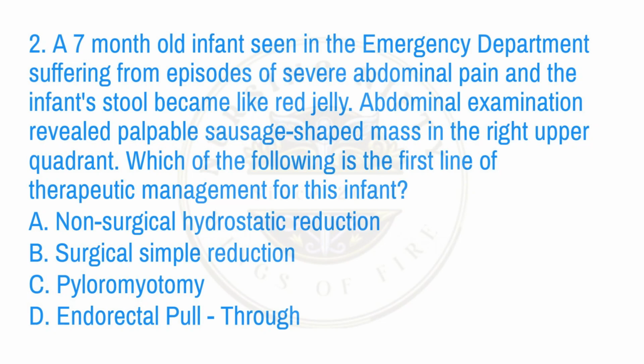Question number 2. A 7-month-old infant seen in the emergency department is suffering from episodes of severe abdominal pain, and the infant's stool becomes like red jelly. Abdominal examination revealed a palpable sausage-shaped mass in the right upper quadrant. Which of the following is the first line of therapeutic management of this infant? Options: Option A, non-surgical hydrostatic reduction, B, surgical reduction, C, pyloromyotomy, and D, endorectal pull-through. So here the right answer is option A, non-surgical hydrostatic reduction.